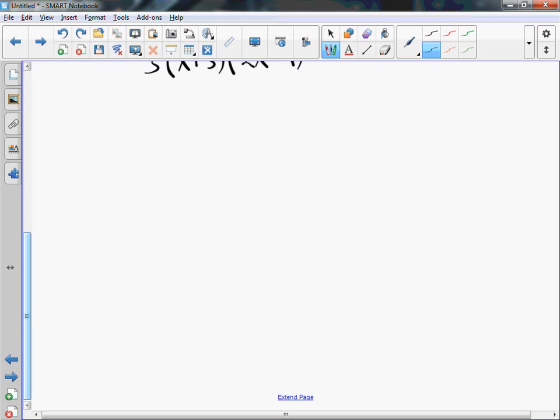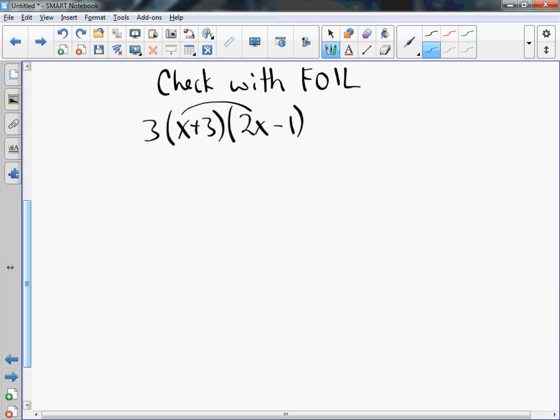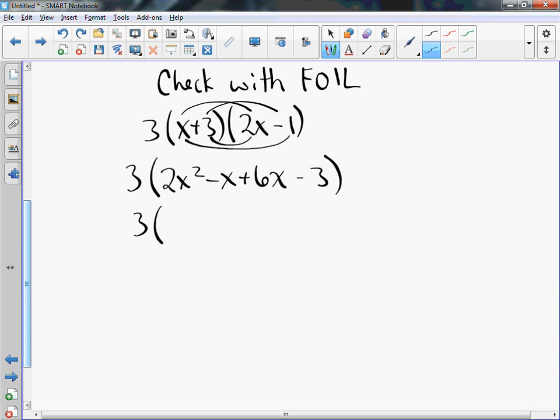So let's FOIL here first. That's 2x squared. Oop, and we need that 3 in there. Outside, that's -x. Inside, that is 5x. No, that's 6x. And last is -3. Combine like terms. 2x squared, -x and positive 6x is plus 5x minus 3. And then distribute the 3.